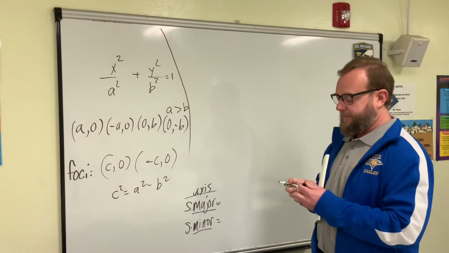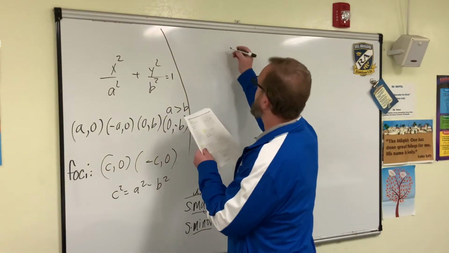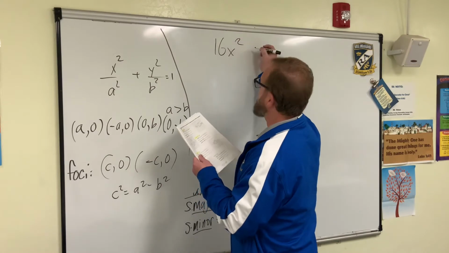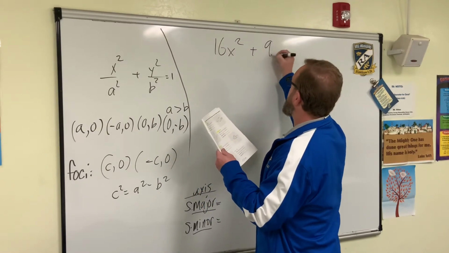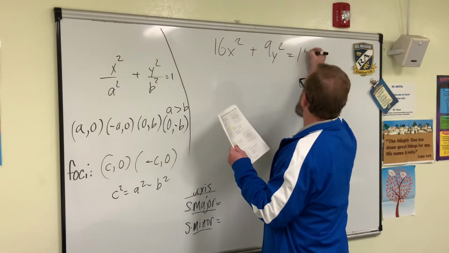Alright, so number 2, let's write the problem so we're all looking at it together. 16x squared plus 9y squared equals 144.